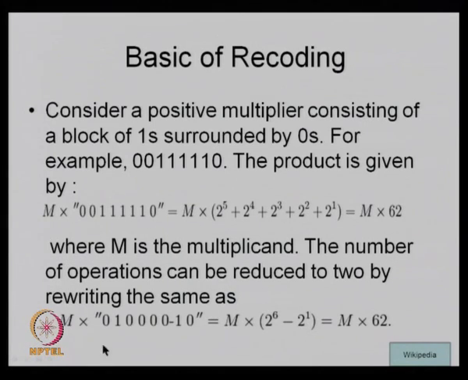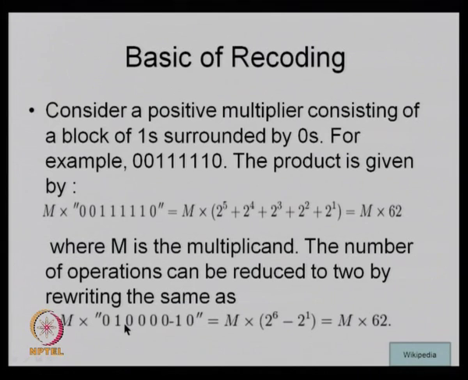Please remember, if I recode this 1 1 1 1 0 in this format, you get a larger number of zeros minus this. Please remember, 2 to the power 6 will have larger zeros because it is a 1 0 0 0 0 kind of term. This 2 will of course be minus 1 0. Okay. Now, you can see from here, this number has most of the zeros.